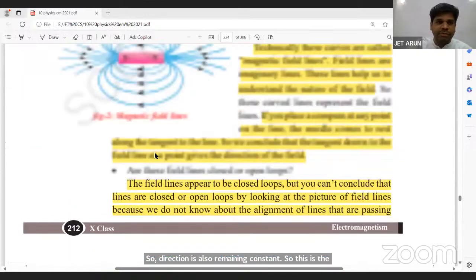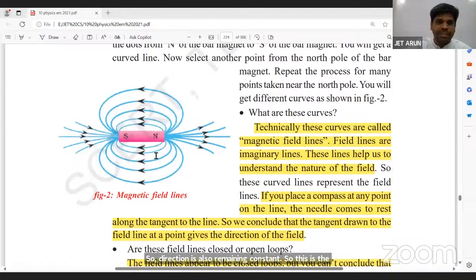But whereas for this one, bar magnet, look at this. They are closely spaced here, far apart, spaced apart here. So magnitude ikkada vere undi, magnitude ikkada vere undi. If I draw the tangent, direction of tangent is going on changing along the field line. So this field is non-uniform field.